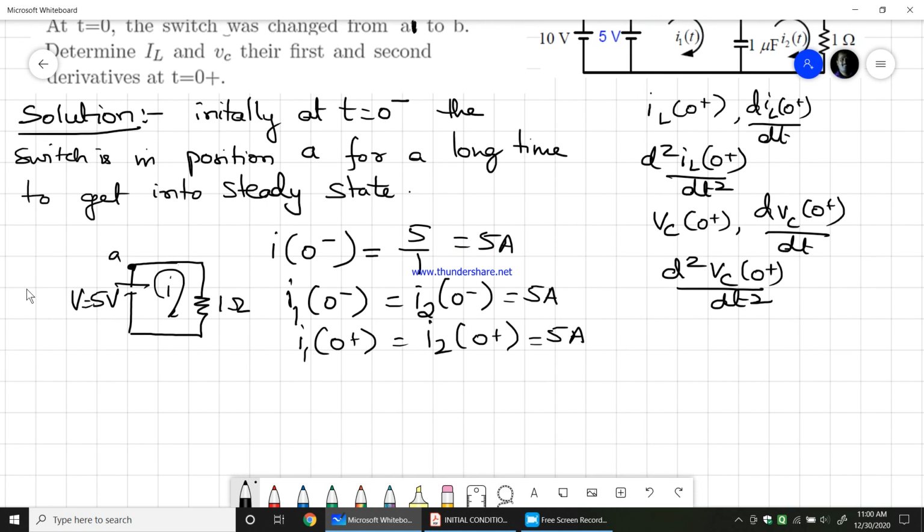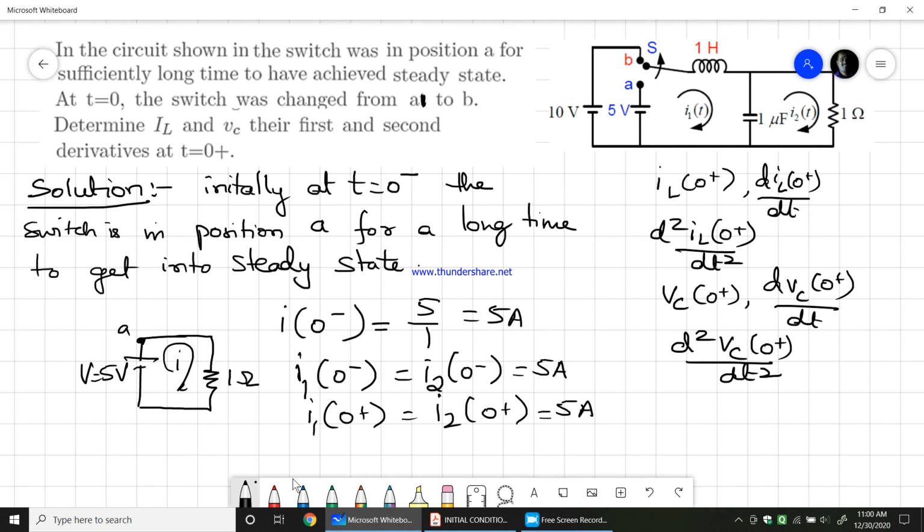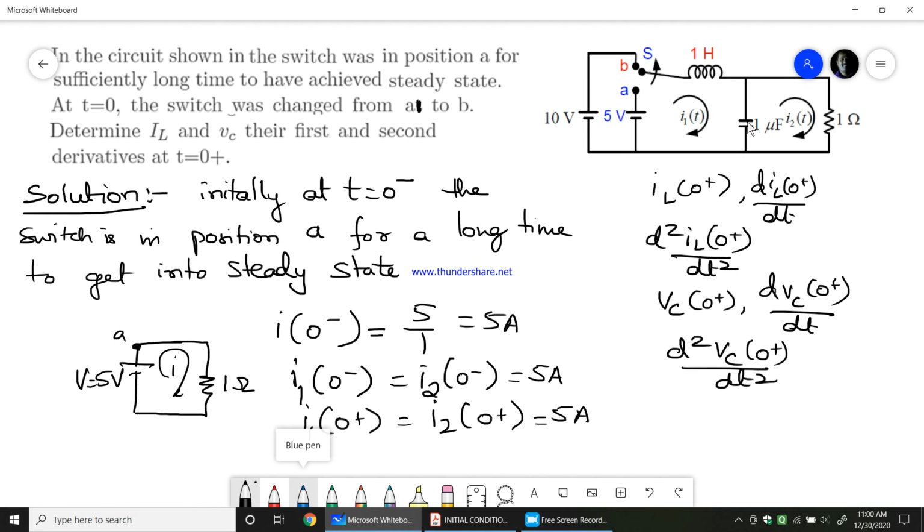At steady state, we see that the capacitor gets opened and the inductor gets shorted. So the same current flows through this entire loop. Therefore I can easily say that I1 of t and I2 of t, whatever I get for steady state, would be both equal. Therefore I1 of 0 plus and I2 of 0 plus would be equal to 5 amps.